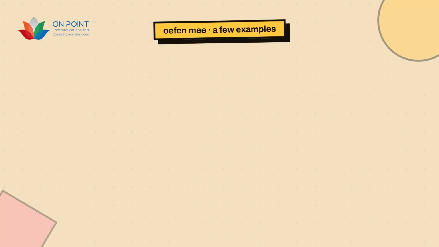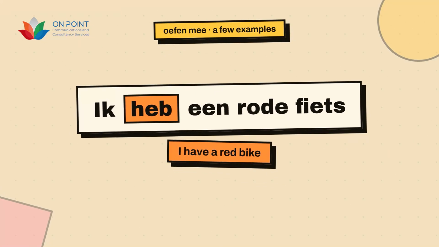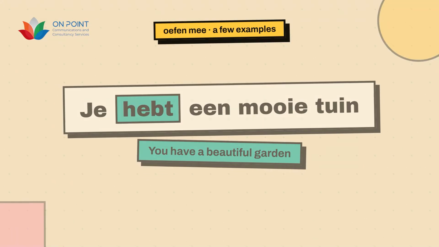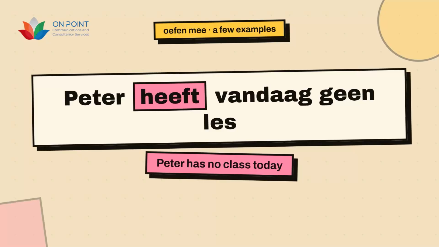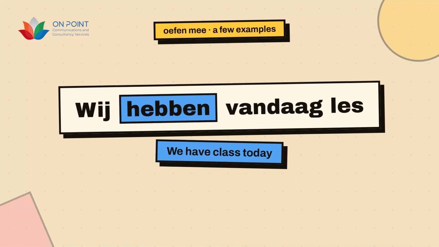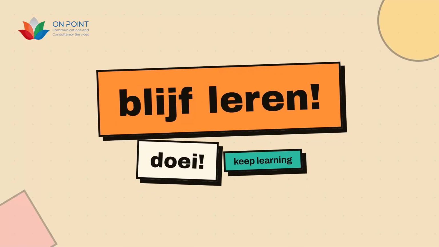I will leave you with these examples. Ik heb een rode fiets. Je hebt een mooie tuin. Peter heeft vandaag geen les. Wij hebben vandaag les.